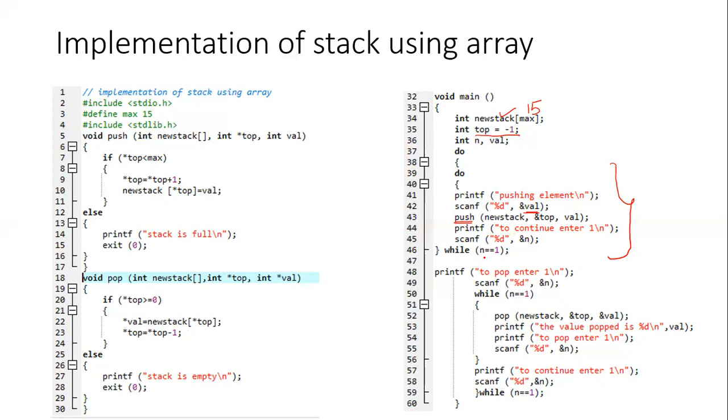By chance, if the value entered by the user is equal to 1, that means the condition is satisfied. Again, we continue to push the value onto the stack. So that's what is called a do while loop. Again, we continue to push the value onto the stack. If the value entered by the user is other than 1, that means the condition is not satisfied and we come out of the loop.